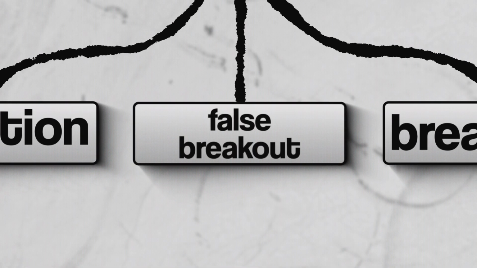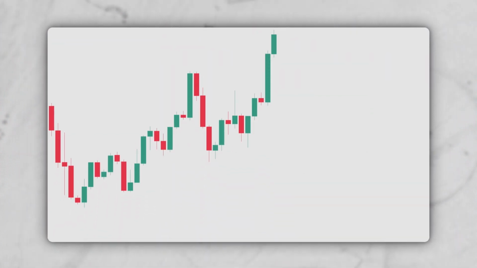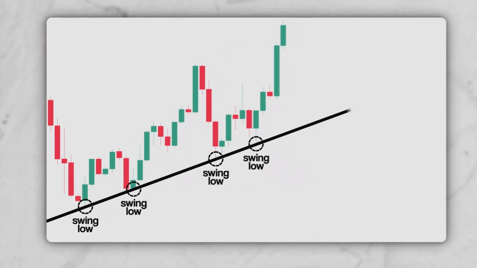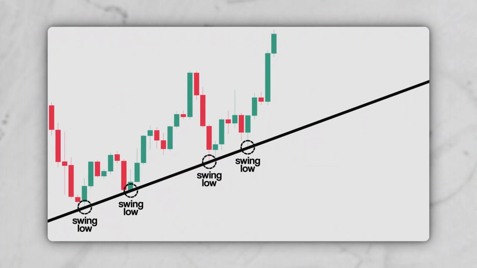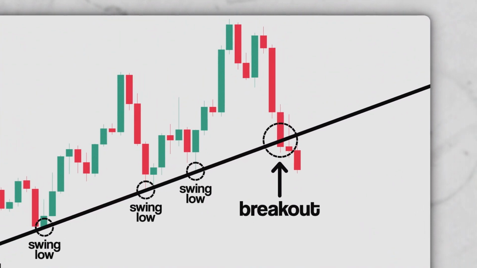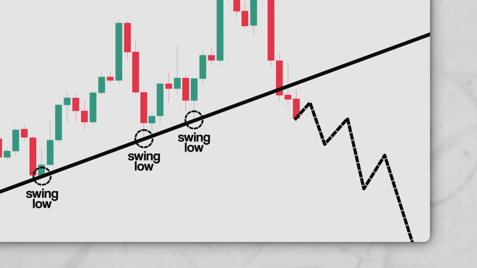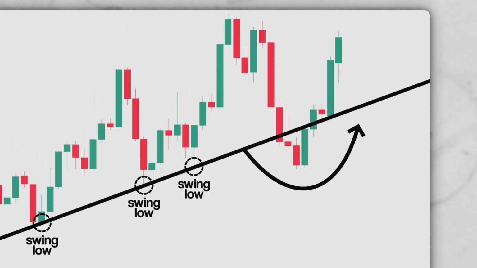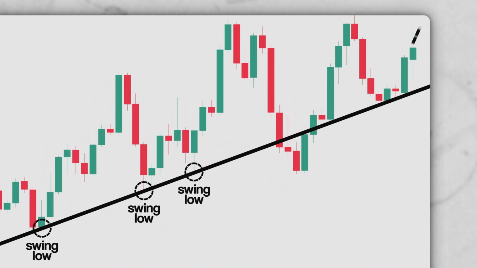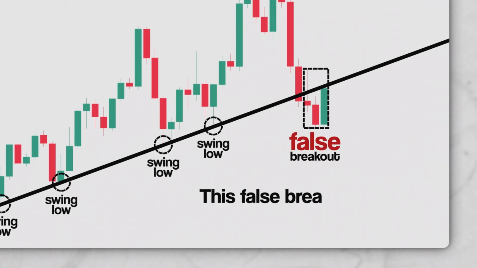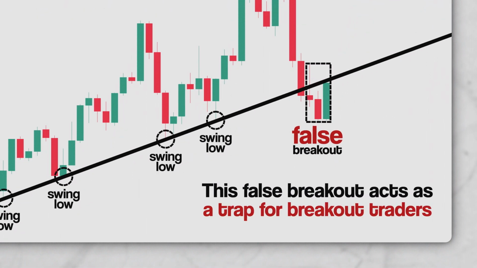The third scenario is manipulation in the form of a false breakout. On this chart, we can see multiple swing lows forming an ascending trend line. In this case, price breaks below the trend line, but instead of continuing lower, it quickly reverses and moves back in the direction of the original trend. This false breakout acts as a trap for breakout traders.